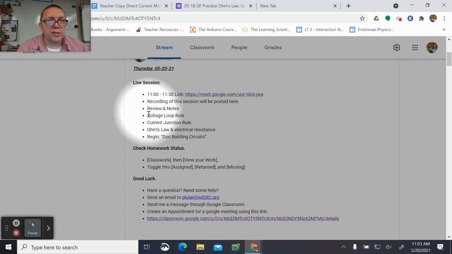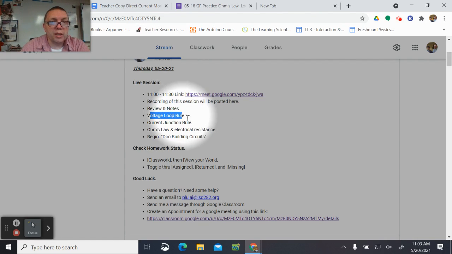You know, if these rules that we had talked about earlier just seem odd, we'll try to clear that up a little bit in these next few minutes and then get ready for some of the stuff on today's assignment. All right. So to look at the voltage loop rule and the current junction rule, I'm going to go back and forth between two different things.